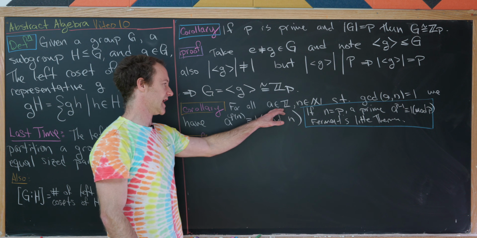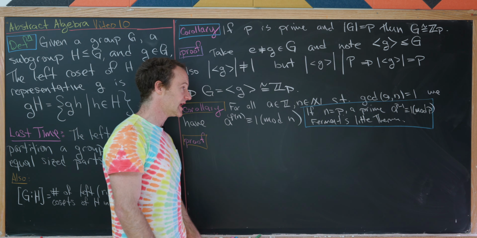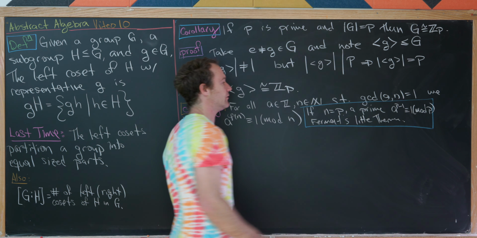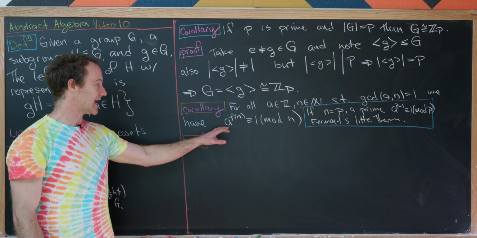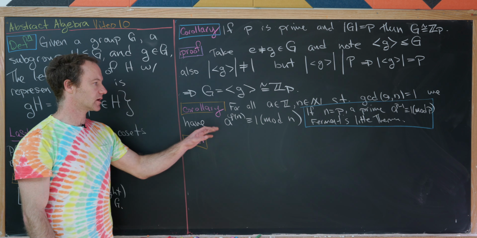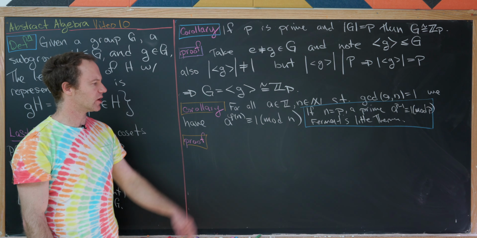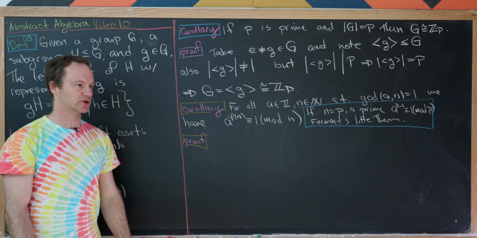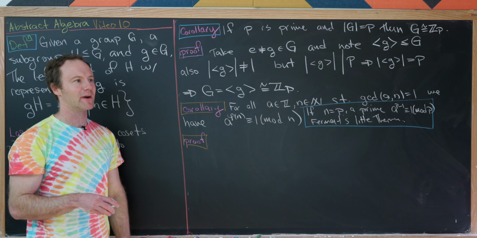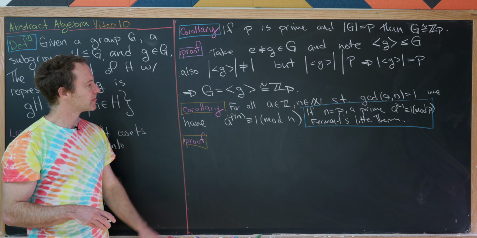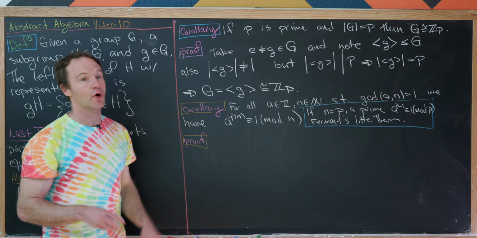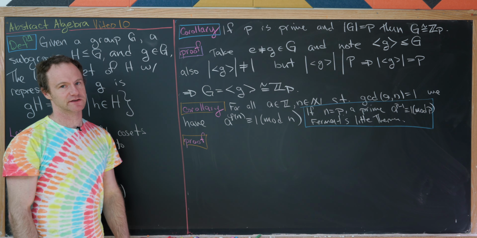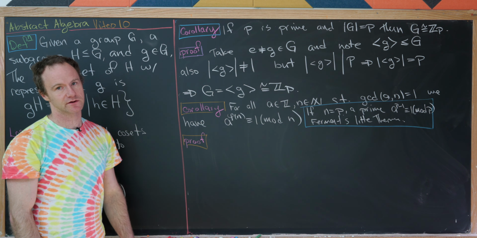For all integers a and natural numbers n, where the GCD of a with n is 1, we have a to the phi of n is congruent to 1 mod n. I think we recalled what phi of n was in a previous video. That's Euler's totient function. Maybe look that up or remind yourself of that if you need to. So this thing is called Euler's generalization of Fermat's theorem, or sometimes just Euler's theorem.